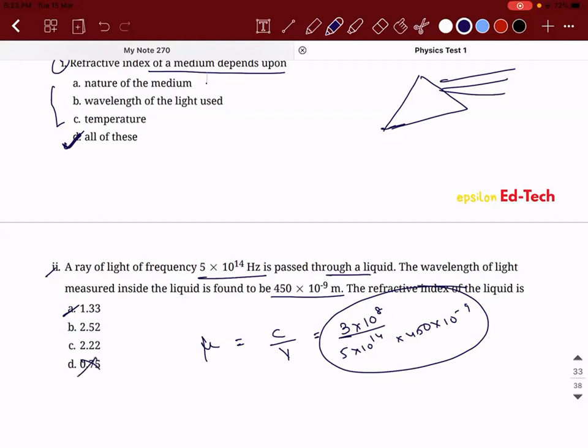See, 0.75 is eliminated because refractive index can't be less than 1. Okay. Similarly, if the other options are also less than 1, then you can eliminate them and go with the answer which is greater than 1. But in this problem, you need to solve it. So it comes out to be 1.33, which is for water medium.